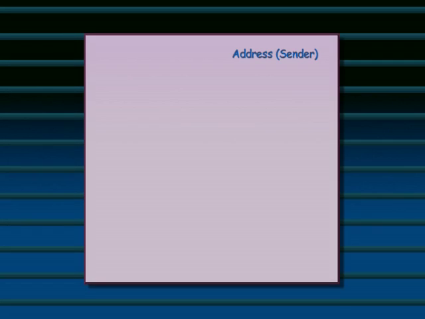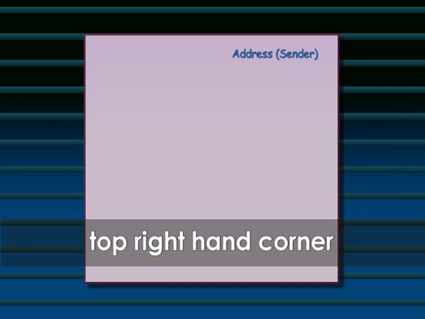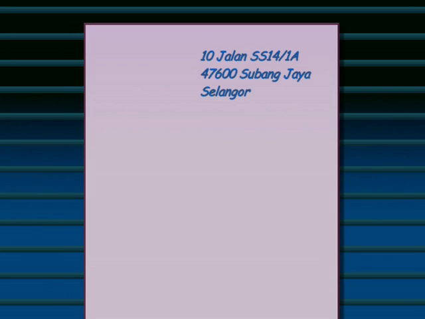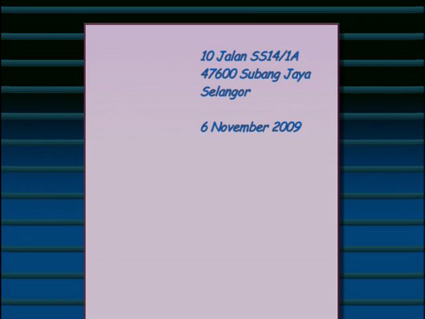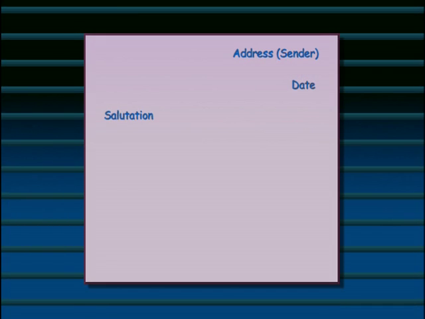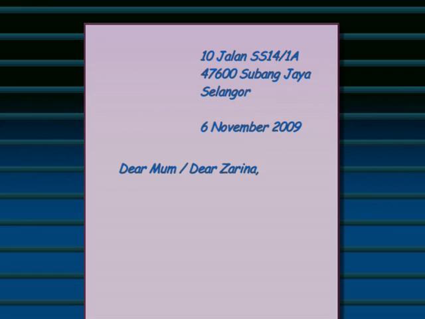Now let's look at the format of writing an informal letter or a non-official letter. These are letters we would normally write to our family or friends. First, the address is written on the top right-hand corner. Below that, we write the date, and then comes the salutation. But this is written on the left-hand corner.